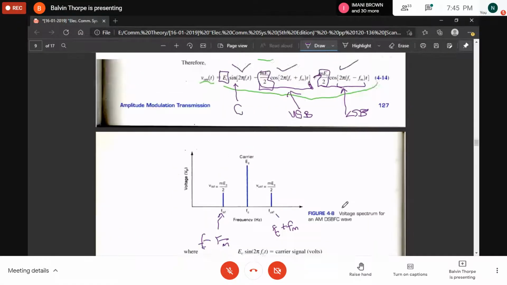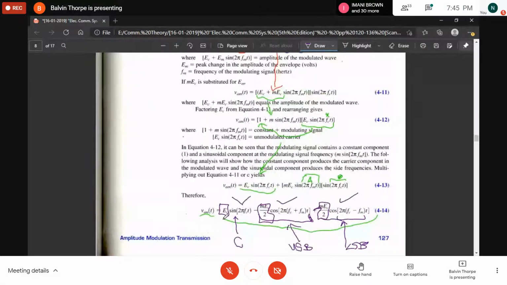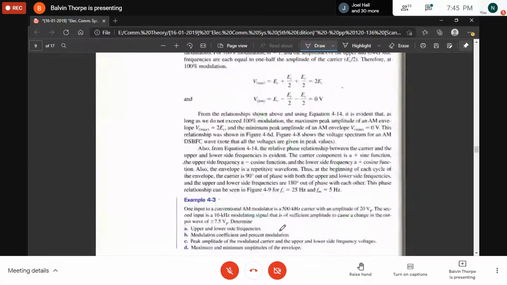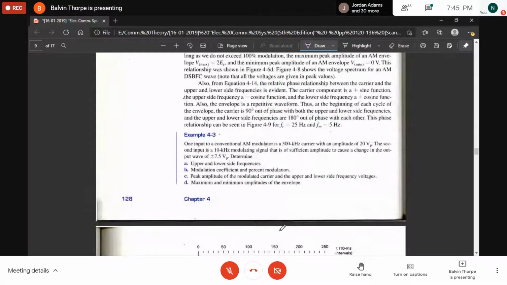EC, look at it again. So just EC by itself. See, EC, right? So EC for the carrier is not changing. Oh, okay. Right. Good. So that's how we get this part.